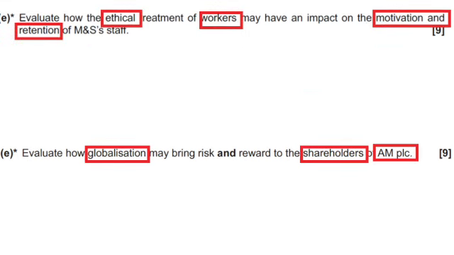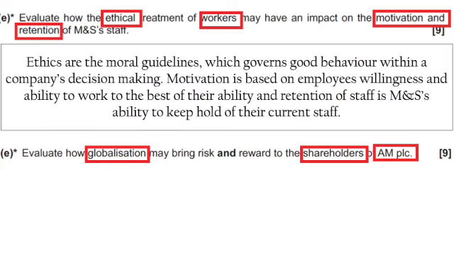So here's an example of how you could start the answer off. I've defined ethics, motivation and retention. So ethics, the moral guidelines which govern good behaviour within companies' decision making. Motivation, based on the employee's willingness and ability to work to the best of their ability. And retention of staff, M&S's ability to keep hold of their current staff.